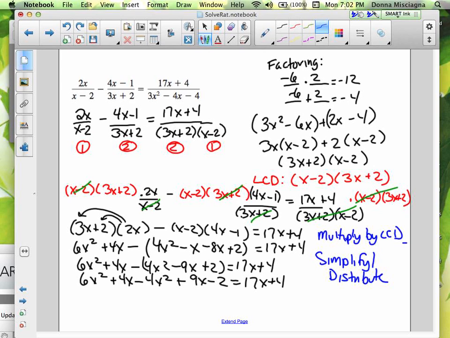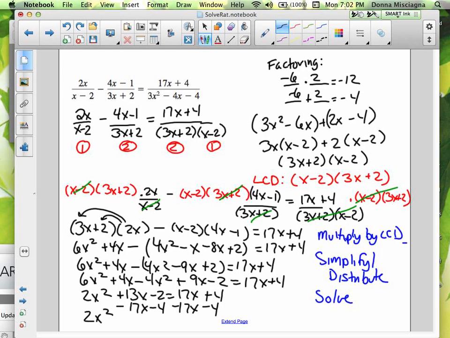And our last step, well, our second to last step, is going to be to solve, which we're probably going to do on the next page. All right, so 6x squared minus 4x squared is 2x squared. 4x plus 9x is 13x, minus 2 equals 17x plus 4. And we're going to have to subtract 17x and subtract 4. Minus 17x and minus 4. So that's going to give us 2x squared minus 4x. And negative 2 minus 4 is going to give us negative 6 equals 0. And on the next page, we're going to solve this.